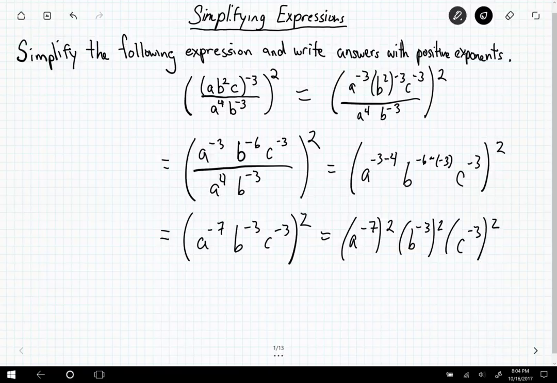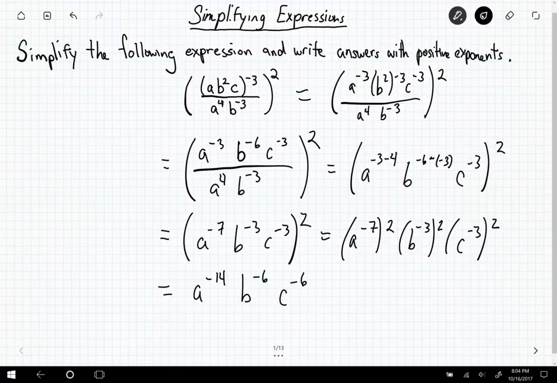And you heard me mention multiplying this on in. The reason why is laws of exponents means this negative 7 and 2 we need to multiply, so you get a to the negative 14. Negative 3 and 2 needs to be multiplied, so that becomes b to the negative 6. And c to the negative 3 power squared, that becomes c to the negative 6.